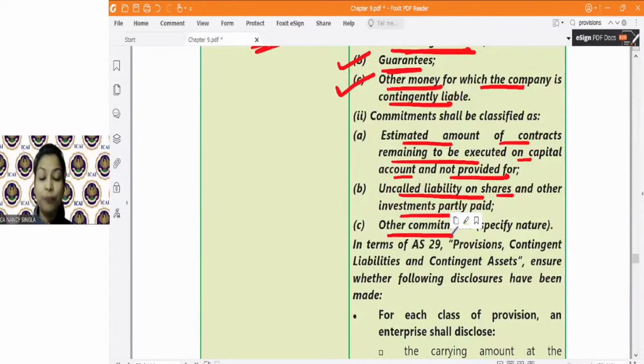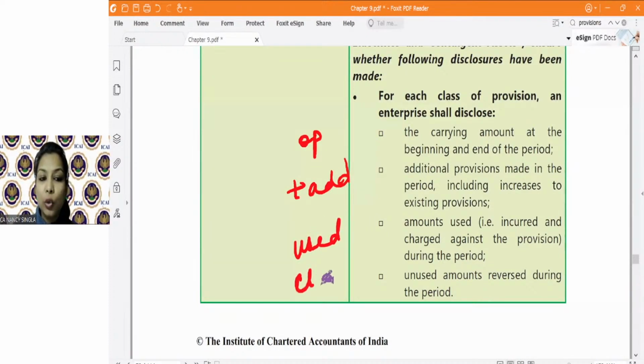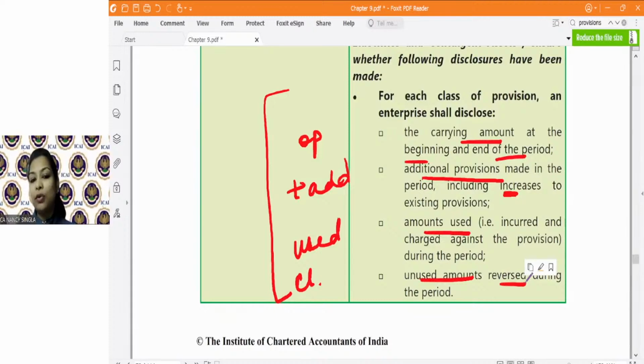This is given. Now, with respect to each of the provision that has been given, this is saying that the company will show what is the opening during the year, what is the addition that has been made to the provision, okay? If that provision has been used during the year, and what is the closing balance. So a reconciliation of the opening and the closing. So the carrying amount at the beginning and at the end, additional provisions, that is increases in the existing provisions, amount used and unused amounts reversed during.